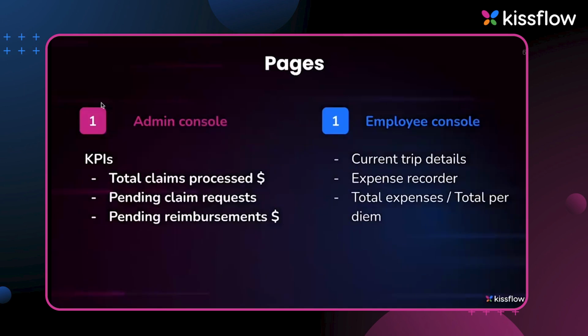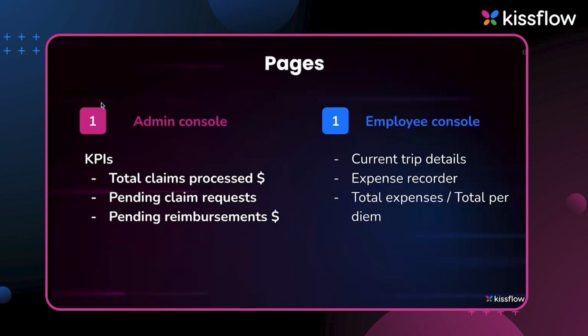And what pages do we need? When we talk about an app, the page is going to be the front end of the app. The first page is going to be the admin console, which contains various KPIs like total claims processed, the number of pending claim requests, and the number of pending reimbursements. What the employee sees on their console is the current trip details and the expense recorder, where they can track their live expenses, and they'll also find a total expenses to total per diem ratio.